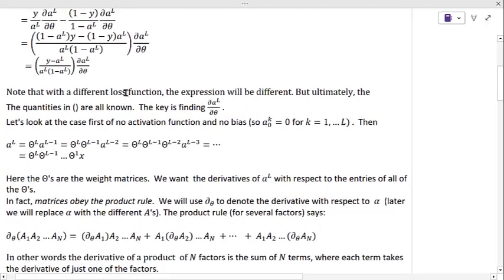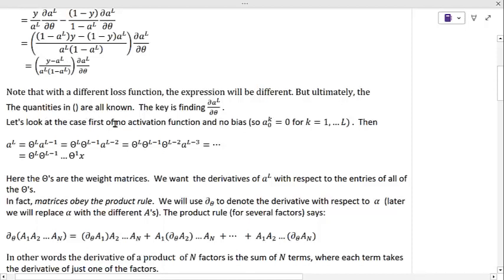Now, with a different loss function, the expression will be different, but ultimately the quantities in the parentheses will all be known, and the key is finding dAL d theta. So the derivative ultimately depends on the derivative of the final output on each parameter. And in this case, it also is proportional to the difference between the target and the final output, which is a common case in loss functions. If you use mean squared error, that will be the same thing.